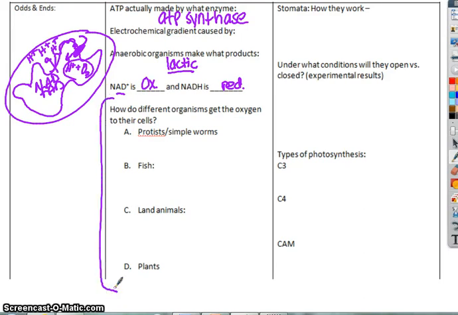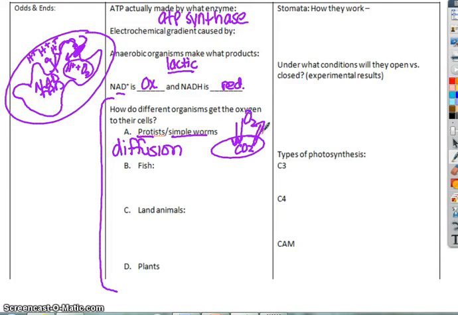How do organisms get the oxygen? If it's a simple organism, a protist, a simple worm, even an earthworm, it can get what it needs by diffusion. Oxygen's going to go in, carbon dioxide's going to go out. Why doesn't it reach equilibrium? Because the oxygen is being consumed in the reaction, and carbon dioxide's being produced, so you're not going to reach equilibrium. Everything is constantly going to flow from higher to lower, and you're always going to have higher oxygen outside than inside, and higher CO2 inside than outside.